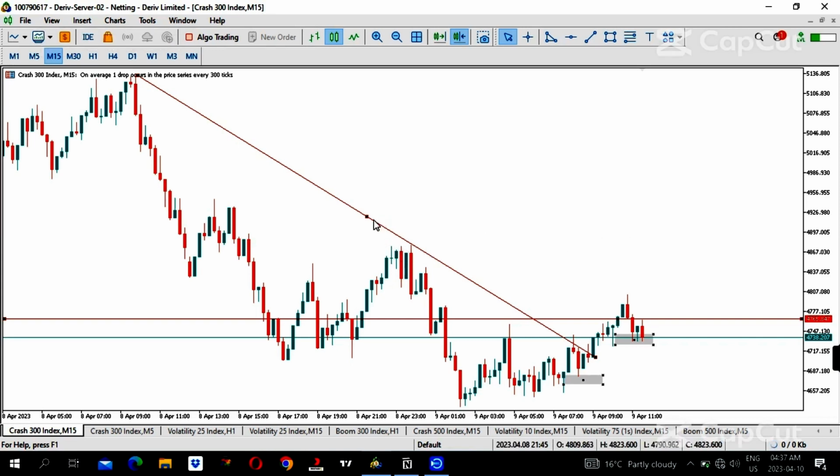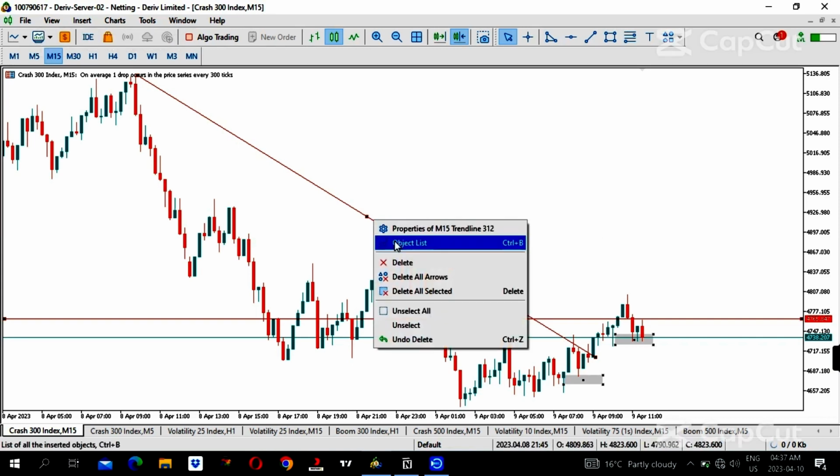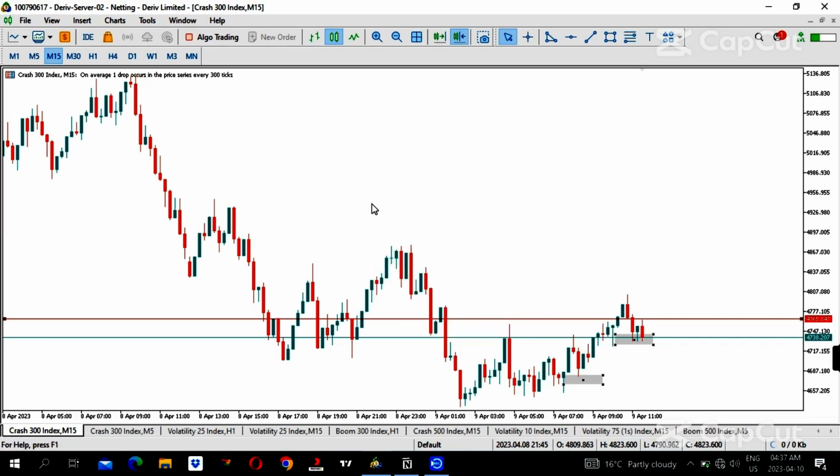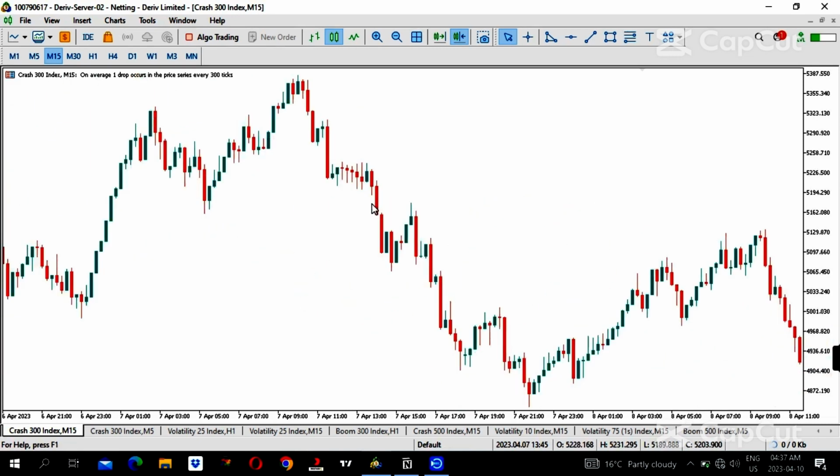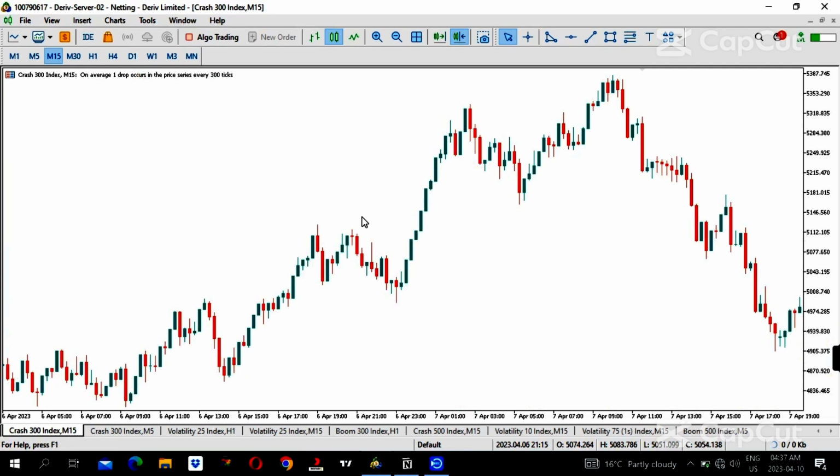So I'm just going to go over in general what support and resistance is. Support is when you're supporting something, you're lifting it up. Resistance is like pushing it downwards. That's so that you get the general idea of what support and resistance is.